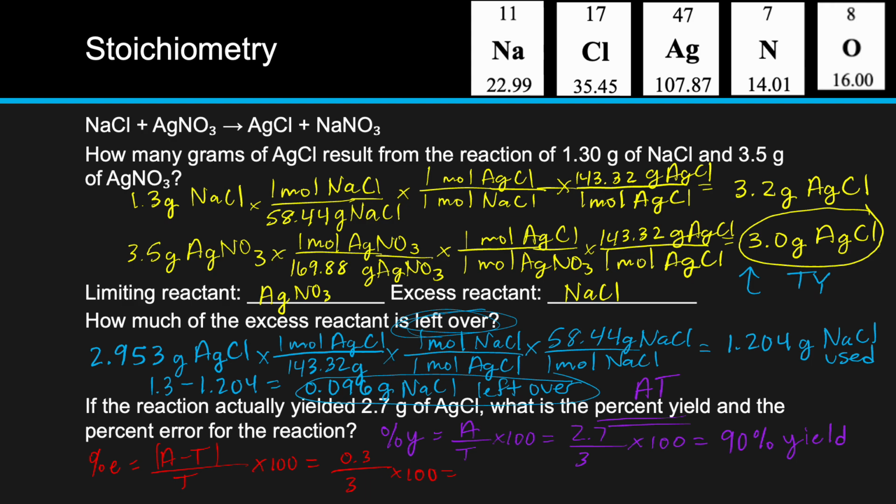That's going to give us 10% error. Now, if you didn't notice already, they're going to add up to 100. So if you already knew that and you knew the percent yield was 90, you could just tell me that the percent error was 10, but that is how you solve for it.